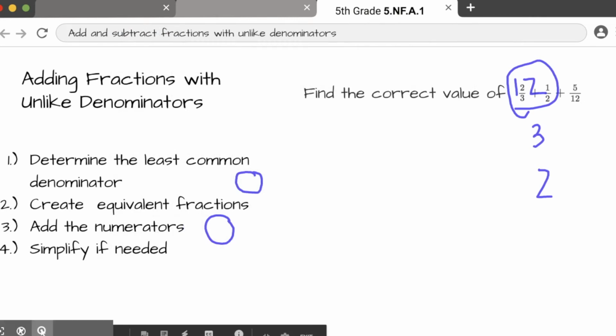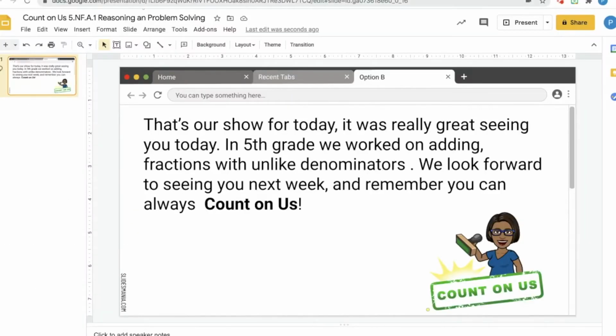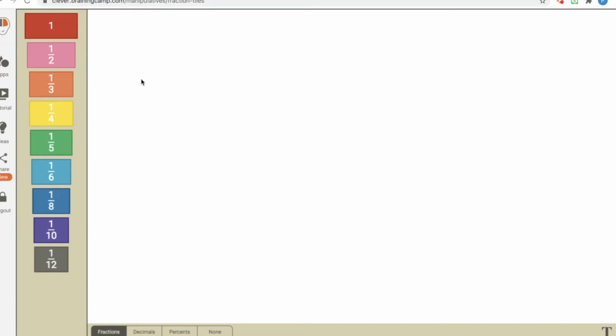And I believe we can check that one off. We have determined the least common denominator. We said that was 12, so let's give ourselves a check. That's 12. Next up, we need to create equivalent fractions. And for this, we are going to use one of the manipulatives that you've used in school. I'm sure you're familiar with it from Brainy Camp, our fraction strips.